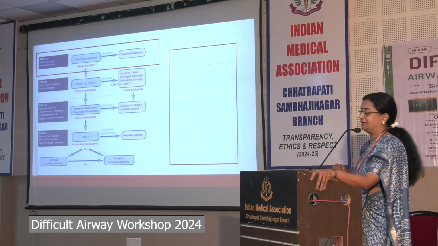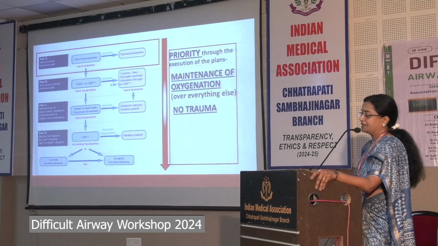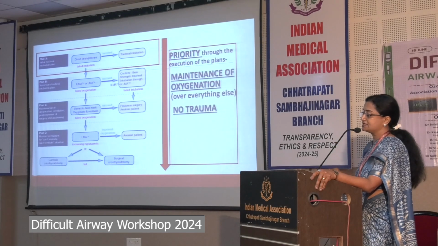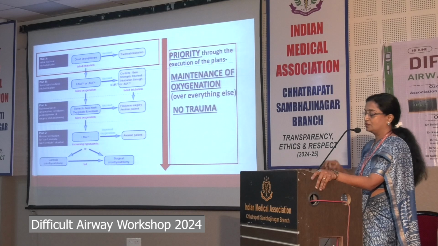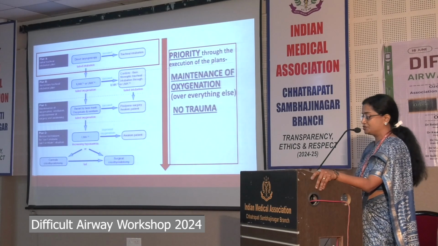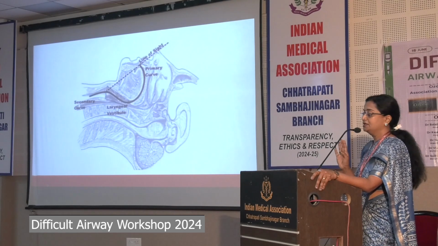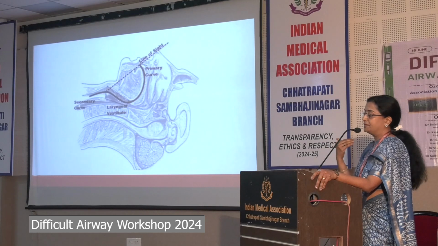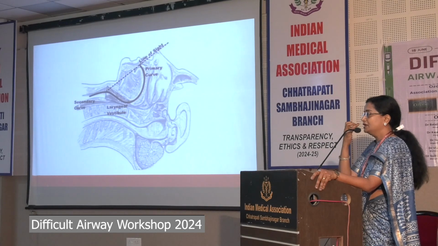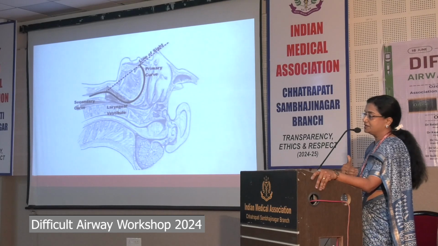So coming to the first plan, that is direct laryngoscopy and tracheal intubation. The main priority throughout all the plans is to maintain oxygenation over and above everything else, and not to give trauma that ruins future attempts at intubation. Know the two curves of the oral line: the primary curve, which extends from your incisors to the laryngeal vestibule, and the secondary curve, which is beyond the laryngeal vestibule. You can see that the curves are in opposite directions.